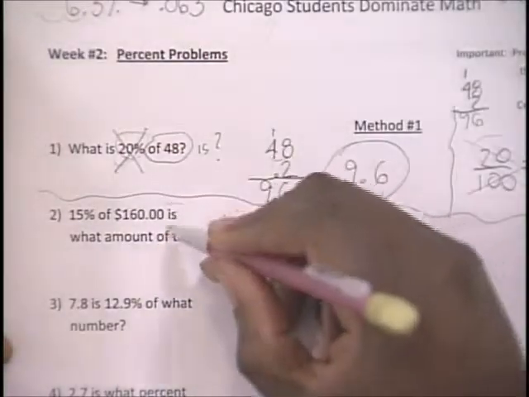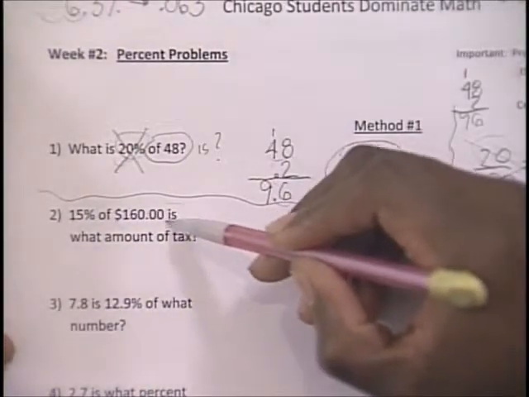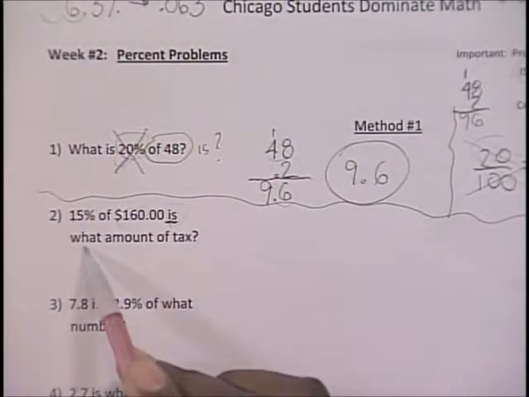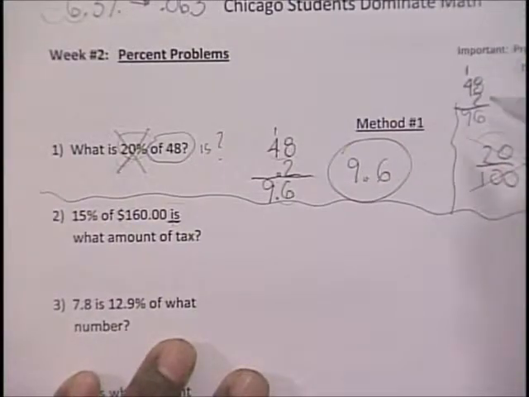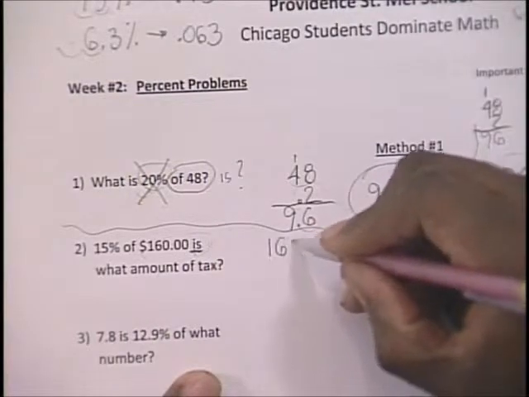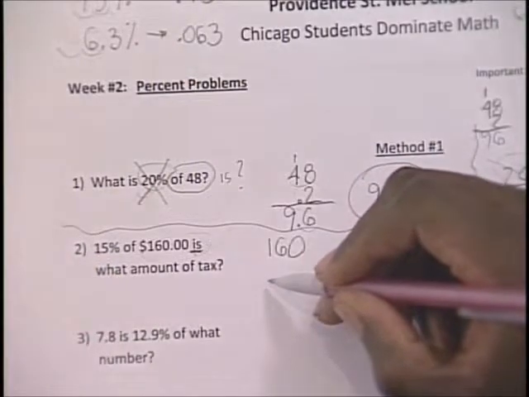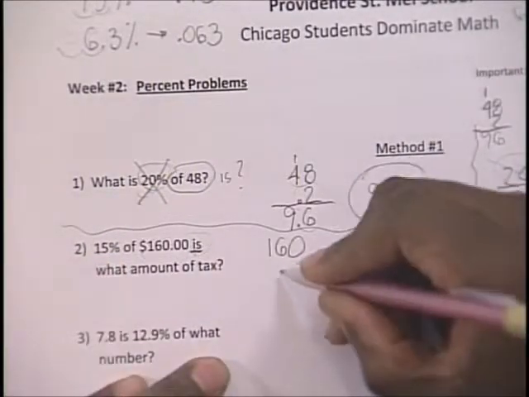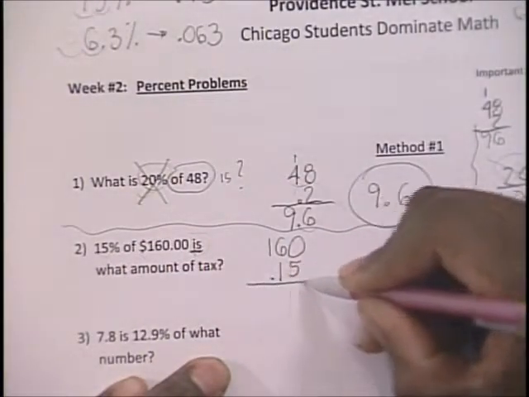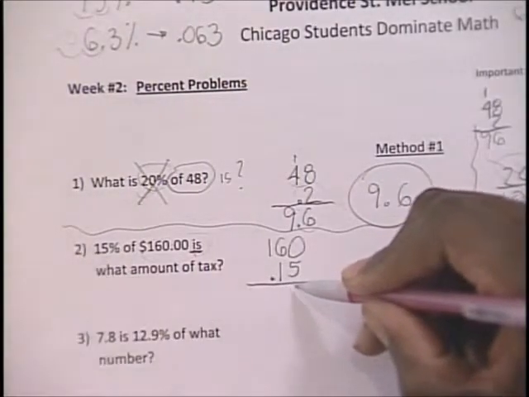All right, so we have $160. 15% of $160 is, notice that key word, that's going to be for our second approach, is what amount of tax? Let's use our first approach where we turn the percent into a decimal. We have $160, and we're going to multiply by the decimal equivalent to 15%. I told you to move the decimal place over 2. Multiply by 0.15. The decimal equivalent to 15% is 0.15.